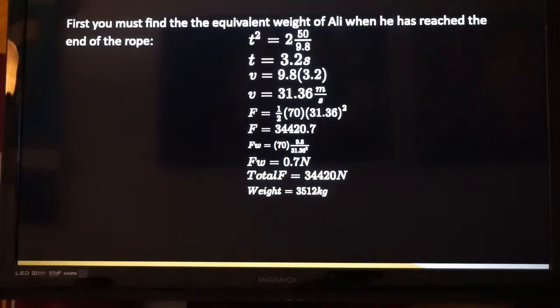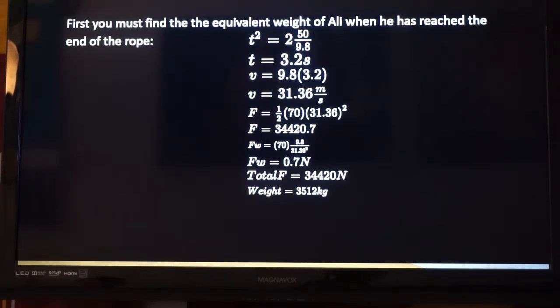So in order to solve our differential equation and set it up, we must first find the equivalent weight of Ollie when he's reached the end of the unstretched length of the rope. In other words, we need to see how fast he's traveling when he reaches the 50-meter length of the rope. So first we go through some general physics equations. We calculate time to be 3.2 seconds, and from that we get the velocity to be 31.3 meters per second. And with that we can calculate kinetic energy, or the force, at the end of the 50 meters.